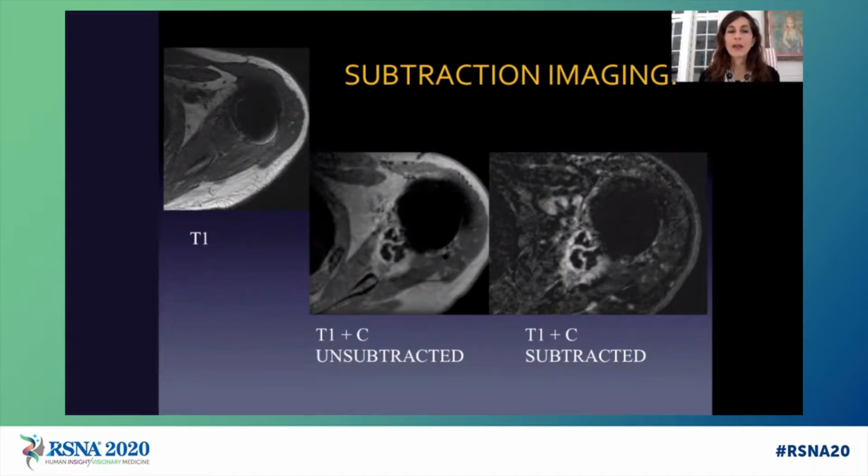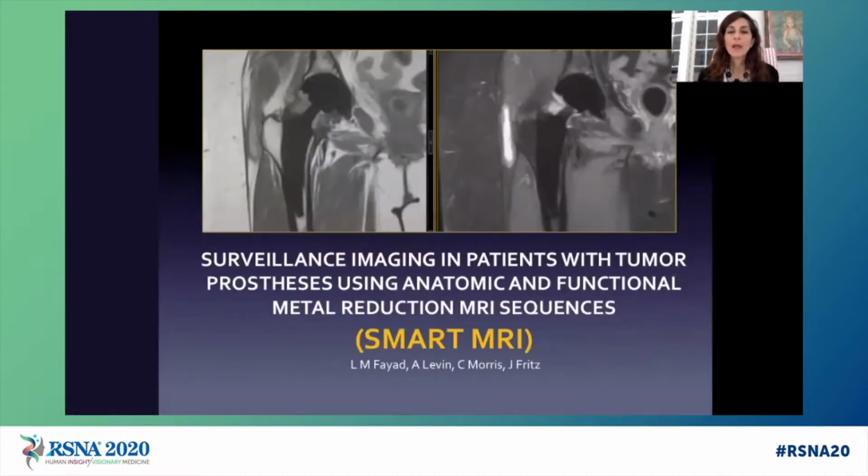So here you have a non-contrast T1, a post-contrast T1, and then a subtracted image. And you can see on the subtraction that you can see the enhancing recurrent tissue to best advantage. So I would caution you first and foremost to use subtraction imaging when looking for recurrence in the setting of metal. At Hopkins, we have a specific strategy for surveillance imaging in patients with tumor prostheses. We call this SMART MRI, so sequences for metal artifact reduction in tumor and trauma.